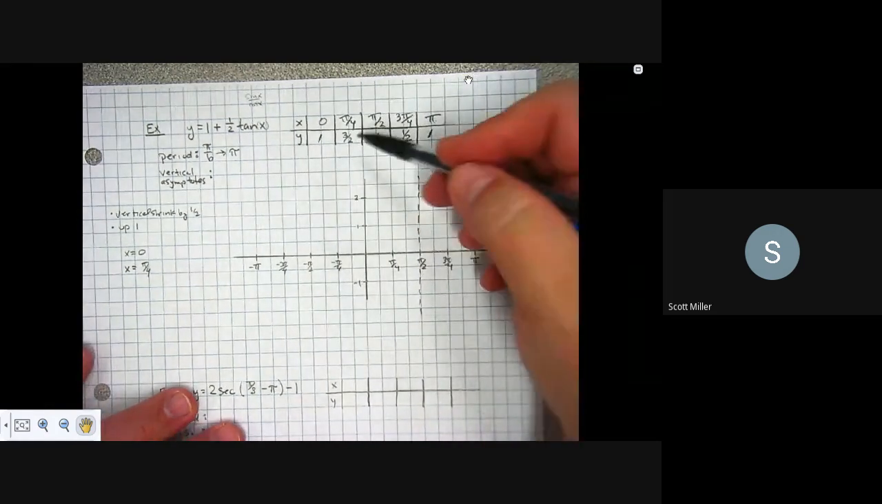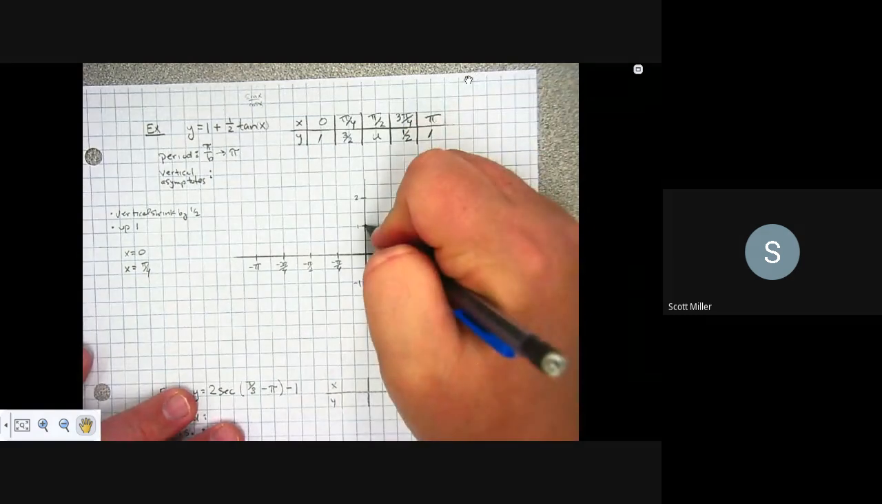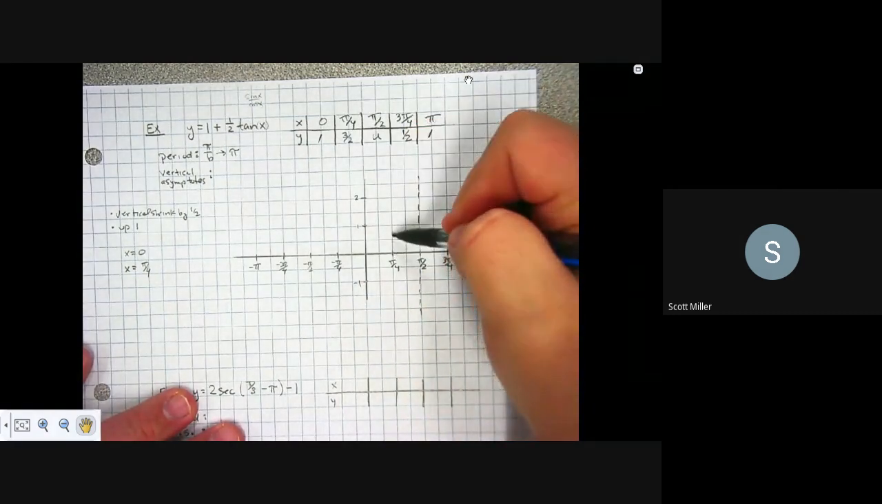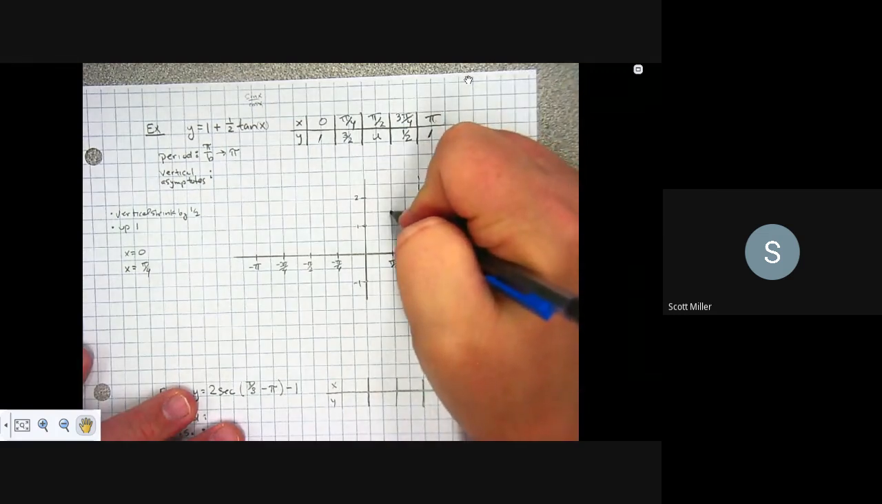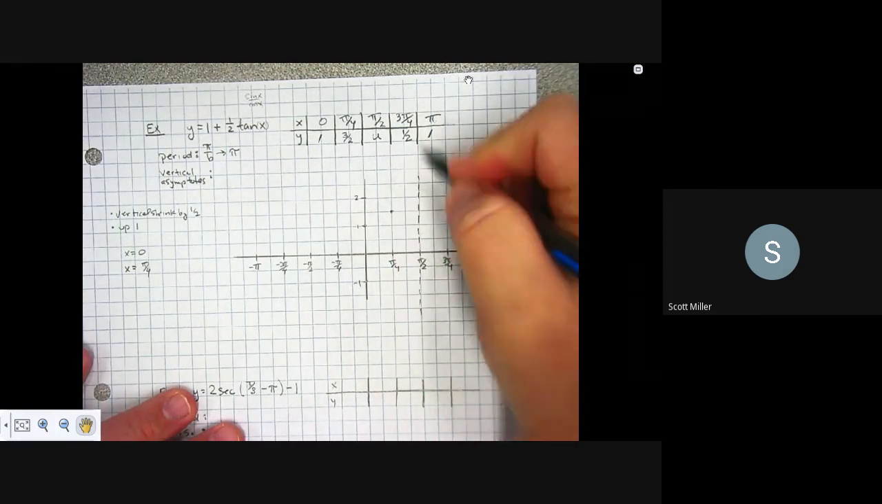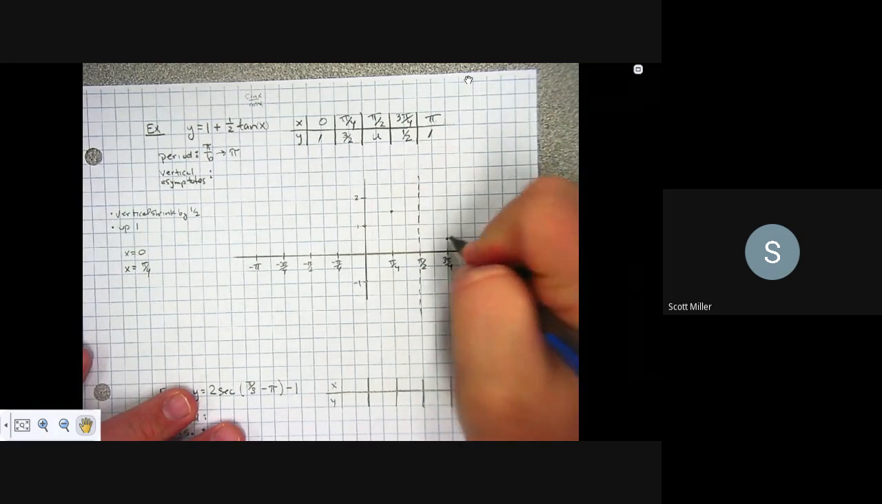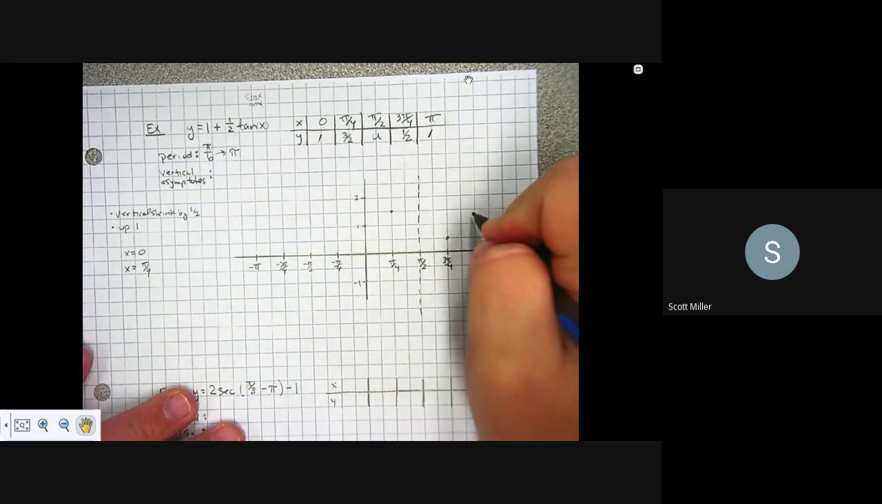So at 0, I'm at 1. At pi over 4, I'm going to be at 1.5, which would be right there. There's my undefined. This one is going to be 1/2, which is right here. And then back to 1.